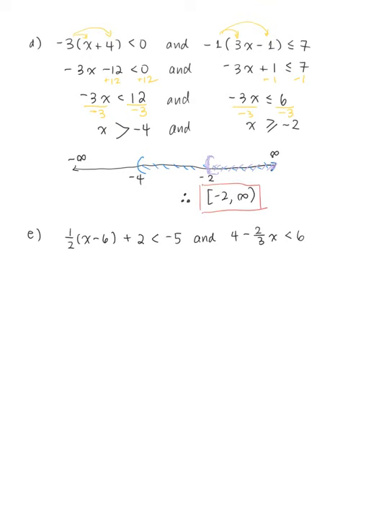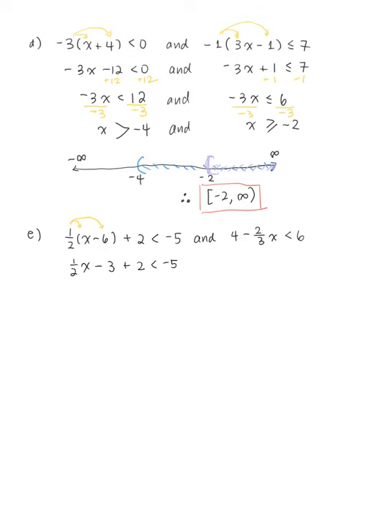Okay, let's look at another one. Do not panic just because you see some fractions. We got this. All right, so let's take a look at this and let's work on the left side first. There are a couple ways that you can do it, but first let me just distribute this 1/2 to each term. Then what do we get? We're gonna have 1/2 x minus 1/2 times 6. That will give us 3. And then plus 2 is less than -5.